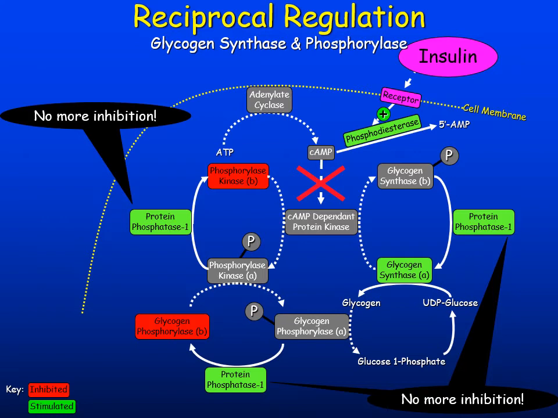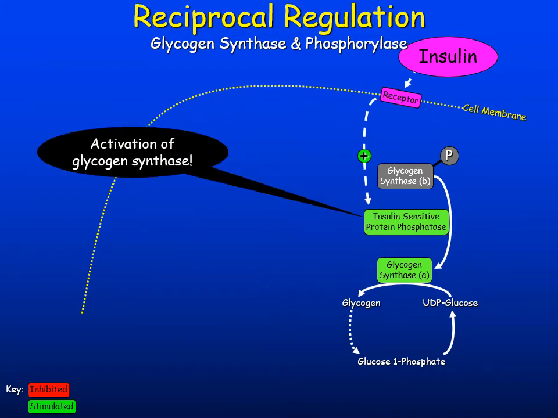So if this enzyme is active, it's going to cruise around and remove all of those phosphate groups, converting glycogen synthase to its active form, so you get glycogen storage, and converting glycogen phosphorylase and phosphorylase kinase into their inactive forms, so that you stop mobilizing glycogen. So that's fantastic. We've got reciprocal regulation, switching on glycogen storage and switching off glycogen mobilization.